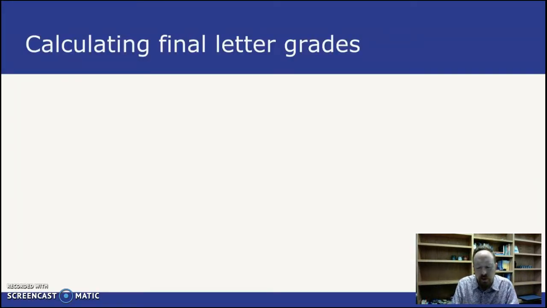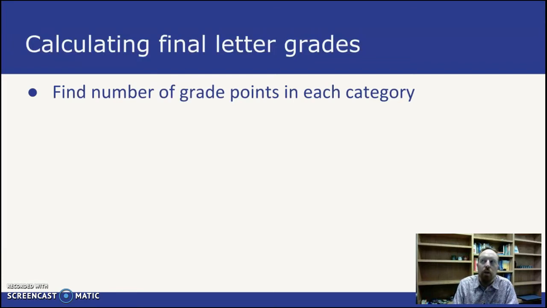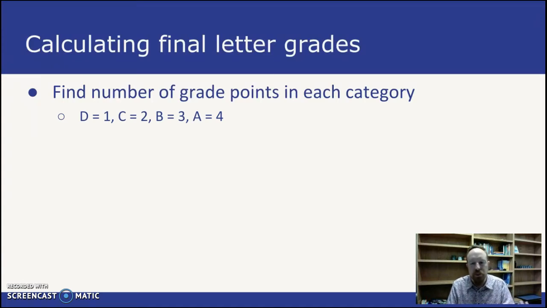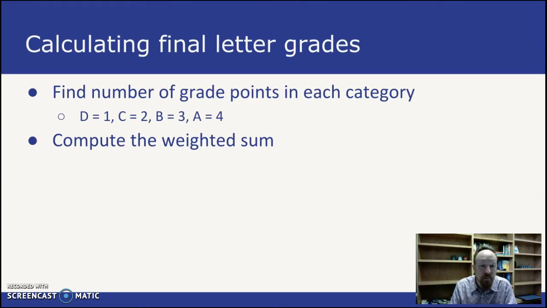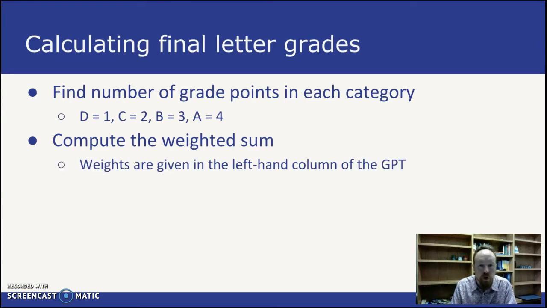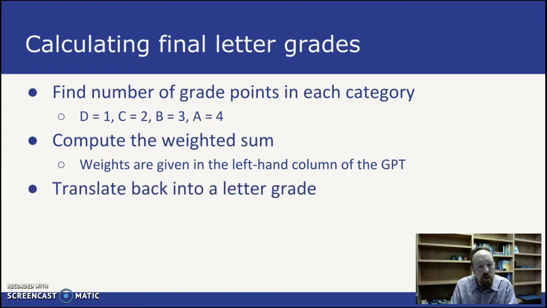And then to calculate final letter grades, the basic idea is we look at the highest filled box in each category and we find the number of grade points that it corresponds to. So like D is 1 grade point, C is 2 grade points, et cetera, et cetera. It's just like computing your GPA. And then we'll compute the weighted sum using the weights that are given in the left-hand column of the grade progress tracker. And then we translate that number back into a letter grade. So that doesn't make any sense. And so let me talk you through an example.